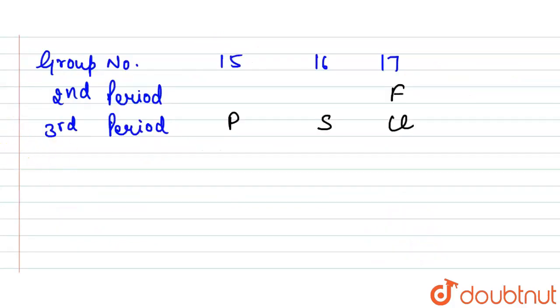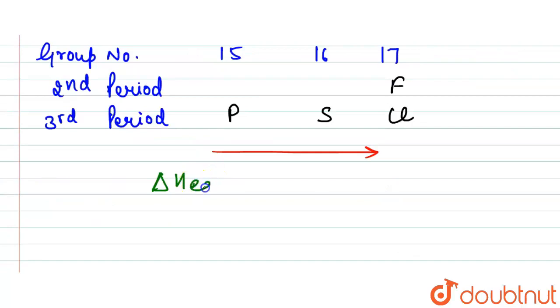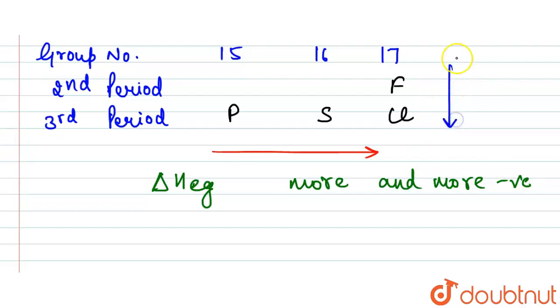Now, as we move from left to right across a period, electron gain enthalpy becomes more and more negative. But as we move within a group from top to bottom, it becomes less and less negative. This happens because as we move from left to right, we are attaining a stable configuration.